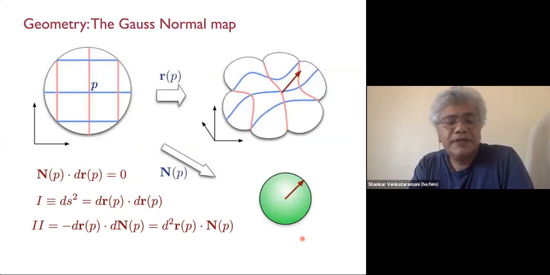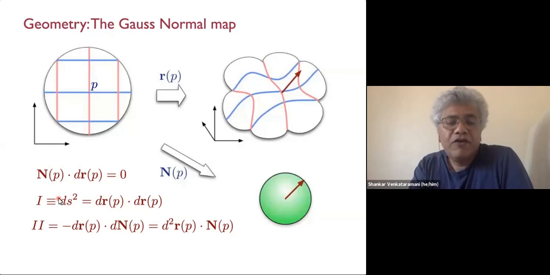So again, a quick recap just to set my notation. Here's my reference configuration. Here's the immersion. I've gone from phi to R now. There's an associated Gauss map. If this object is smooth enough, you can define a normal at each point that then defines a mapping from your reference configuration to the unit sphere.